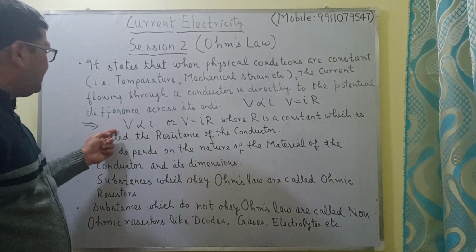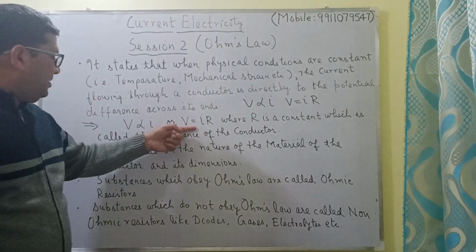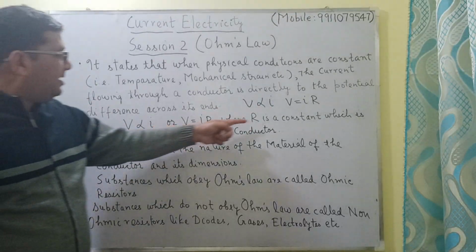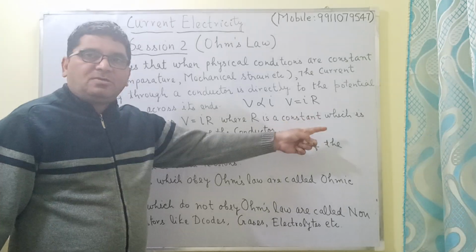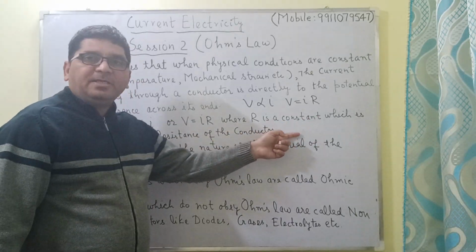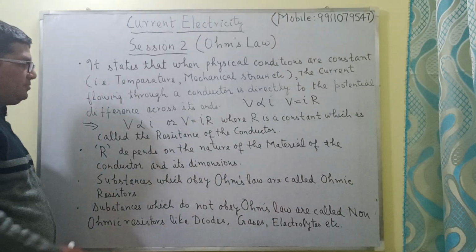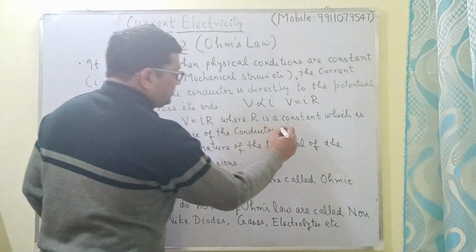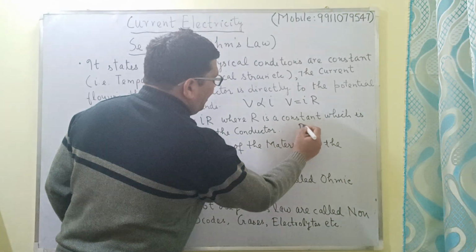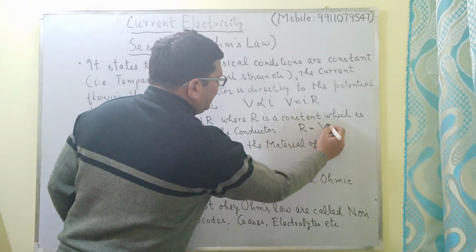I have already written this equation here, and so here R is a constant which is called the resistance of that conductor or material. So from here we can also say that R is equal to V upon I.